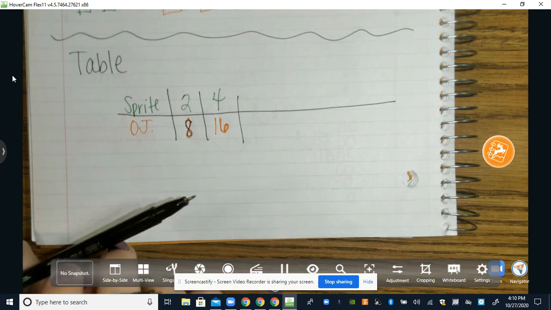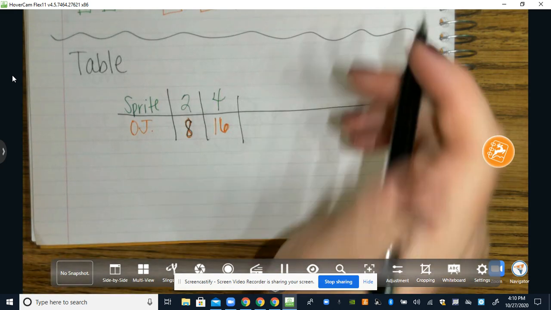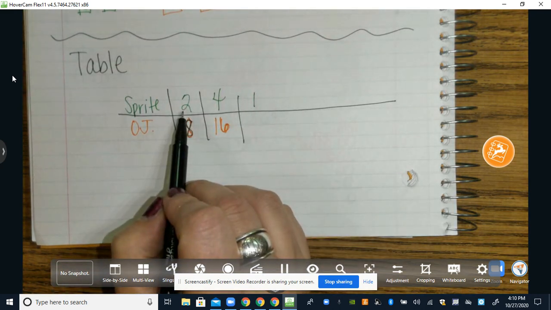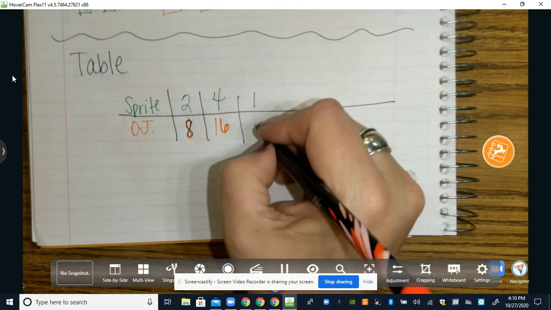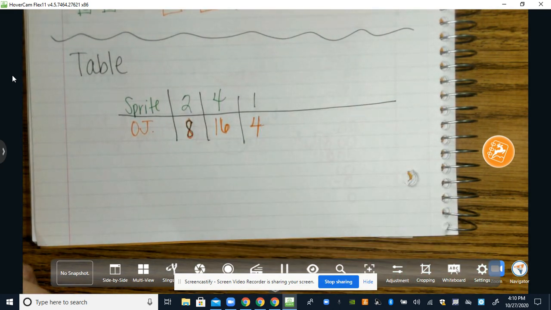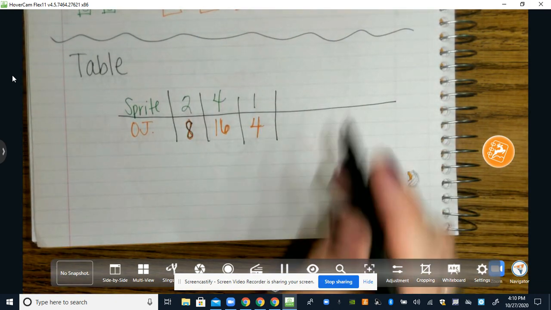Now I need to get to 24. But how will I know? What if I want to figure out what 1 can of Sprite gives me? Well, I know I would have to half this. And if I halved that, I would need 4 jugs of orange juice. So with this information, is there a way I can get to 24?